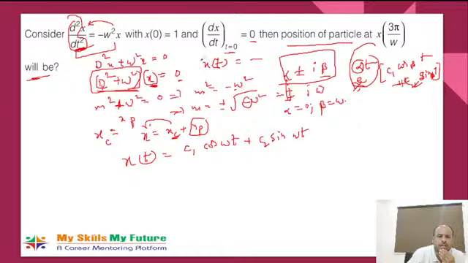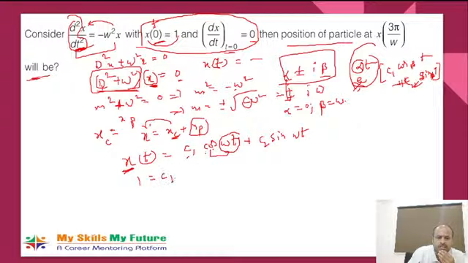Now use these two conditions, then solve for the c1 and c2 values. That's why two conditions are given. First use x of 0 equal to 1, meaning x value 1 at t value 0. Replace t value 0 and take x value 1. So cos 0 value is 1, and c1 into 1 is c1. This becomes 0 now, since sin 0 is 0, and 0 into c2 is 0. So c1 value, finally I got 1.